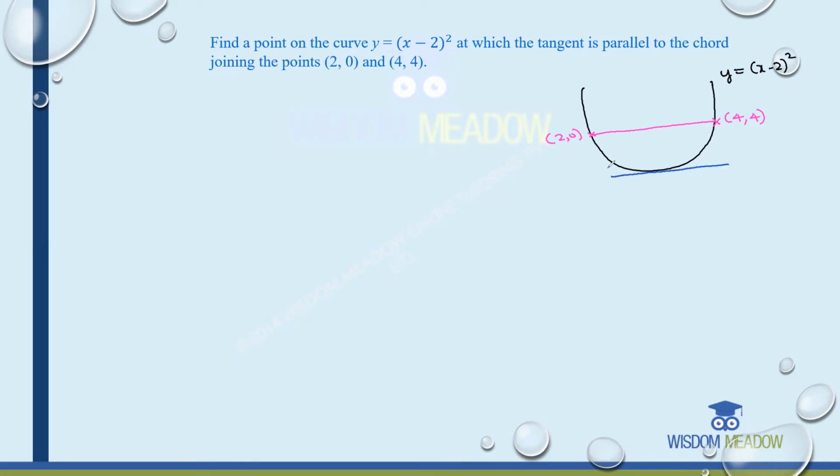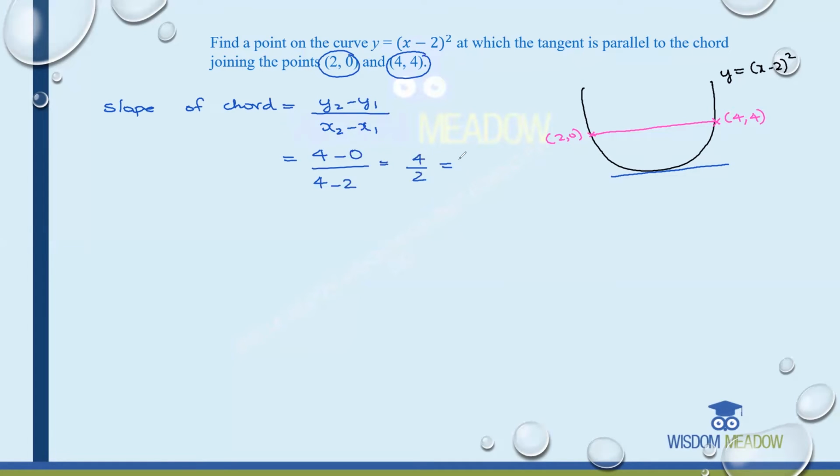If it's parallel to the chord, obviously the slope of the tangent would be equal to the slope of the chord. So slope of chord is going to be y2 minus y1 over x2 minus x1. That is 4 minus 0 over 4 minus 2, taking these 2 points. That's going to be 4 over 2. That is going to be 2.